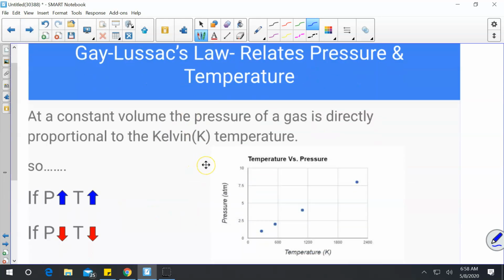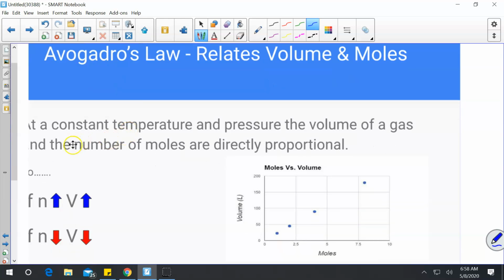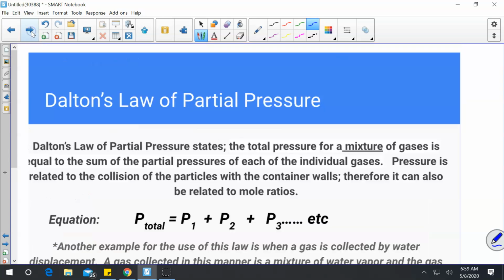Gay-Lussac's gas law. This one relates pressure and temperature, another direct relationship. Notice temperatures are also still in Kelvins. Avogadro's relates volume and moles, another direct relationship. I'm not going to work a problem for all of these. I think you are pretty familiar with doing these now.